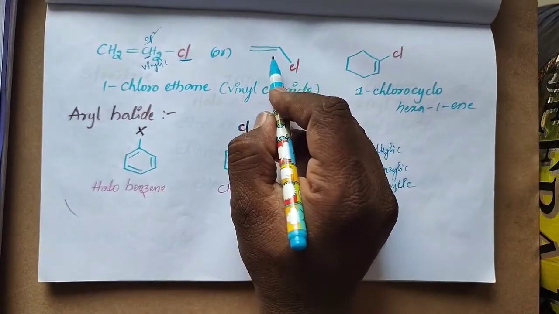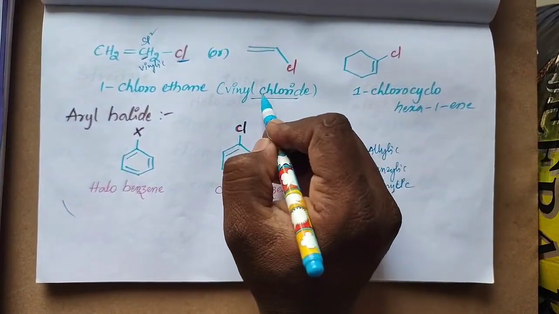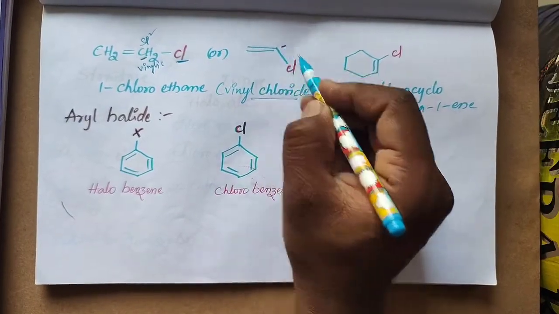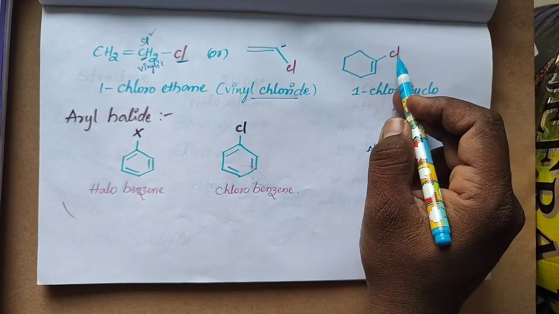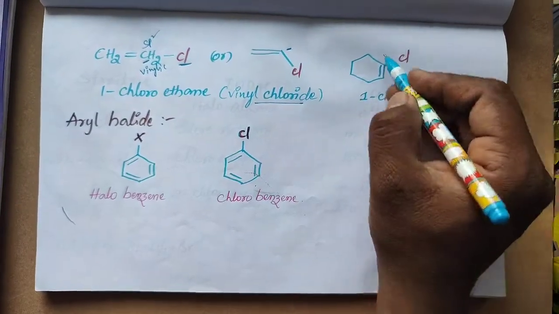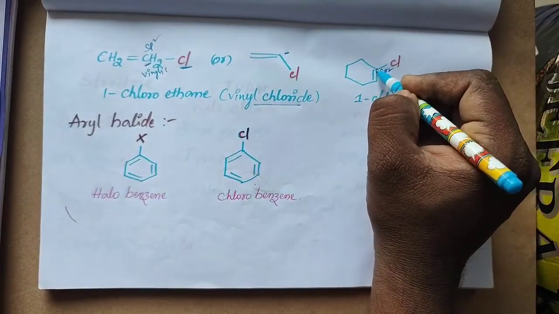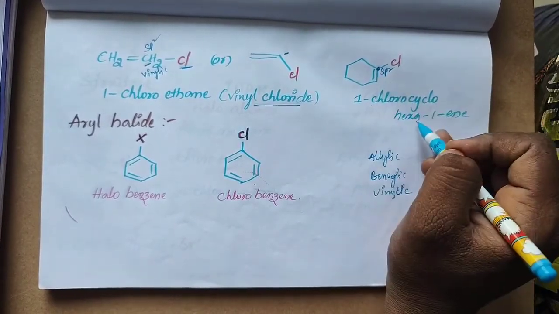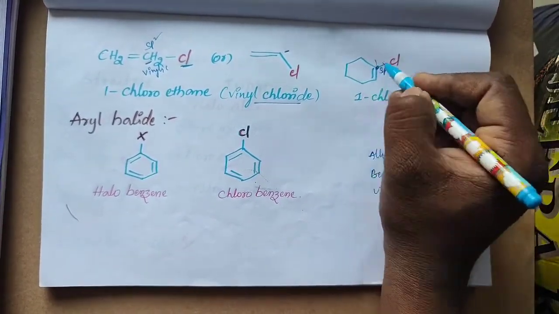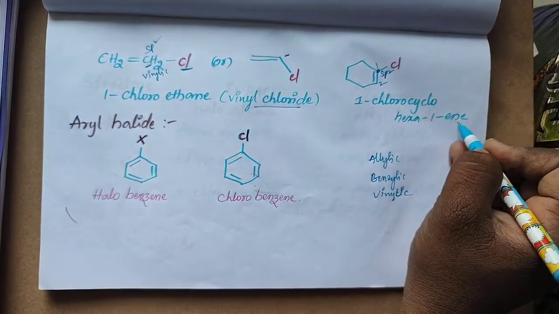You can also represent it like this. This is also vinyl chloride. This position is the vinylic position. In this, you observe the chlorine is directly bonded with an sp2 carbon, so this position is the vinylic position. That is 1-chlorocyclohexa-1-ene.